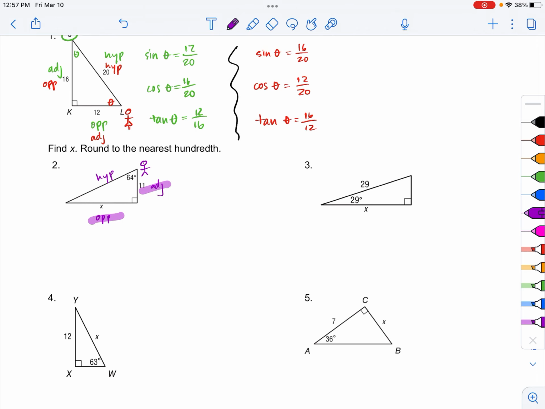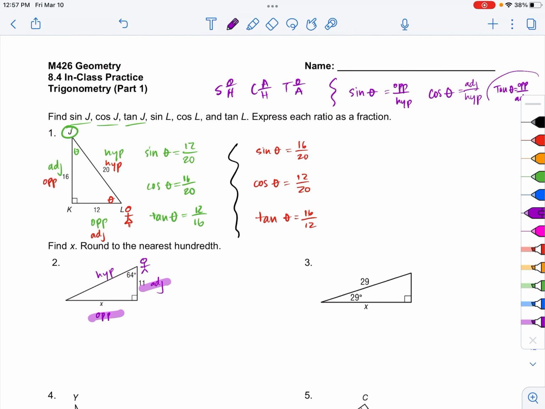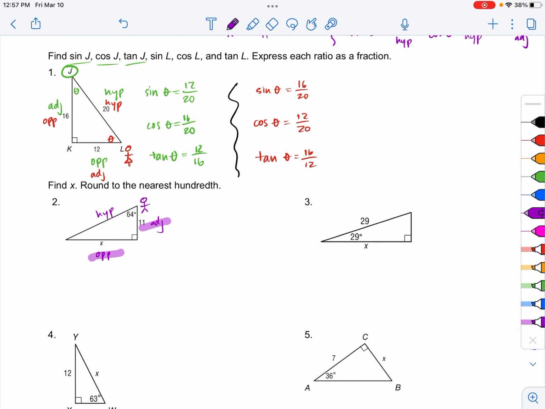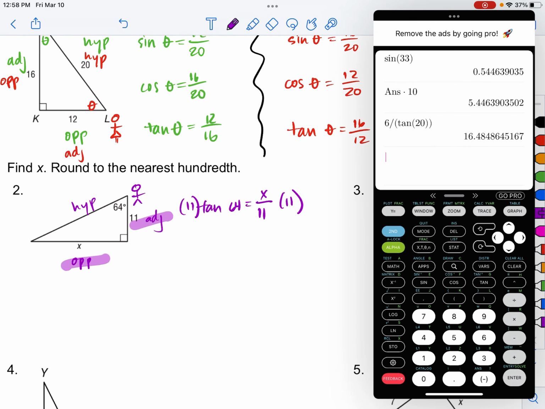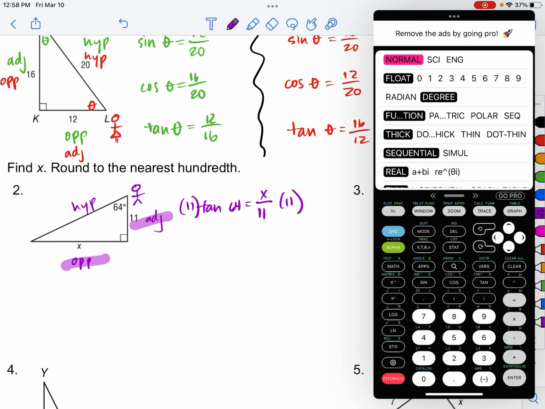So opposite and adjacent is tangent. So we're going to say the tangent. And instead of saying theta this time, we're going to use the actual angle. Tangent of 64 is equal to opposite x over adjacent 11. Now, to get x by itself, we multiply both sides by 11. So if you want to do this now, you absolutely could. And then in your calculator, you could make sure, one, you're in degrees, which I am. So make sure you are.